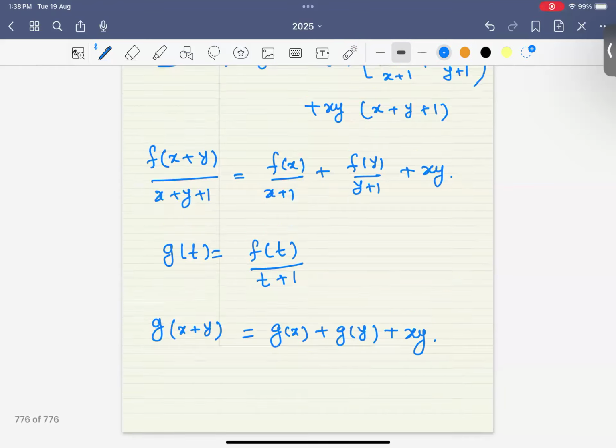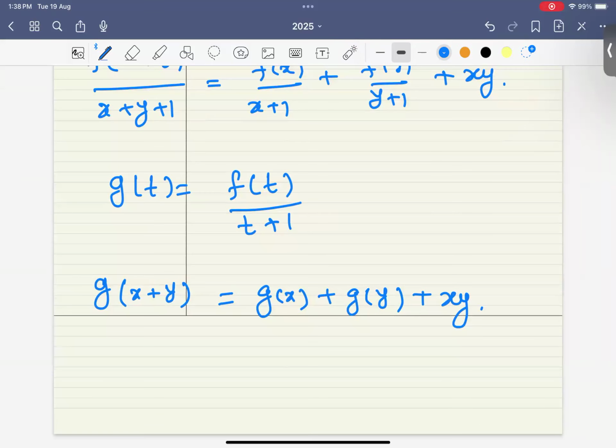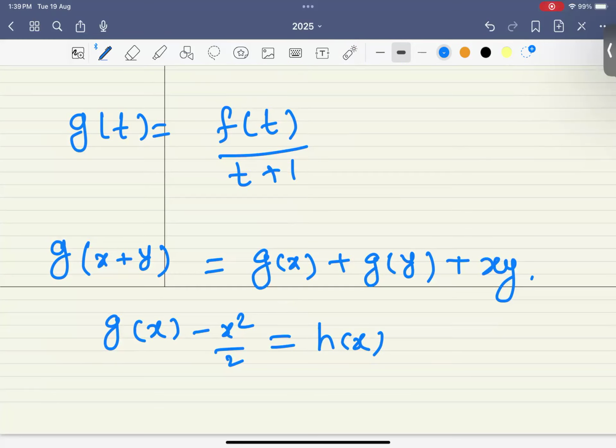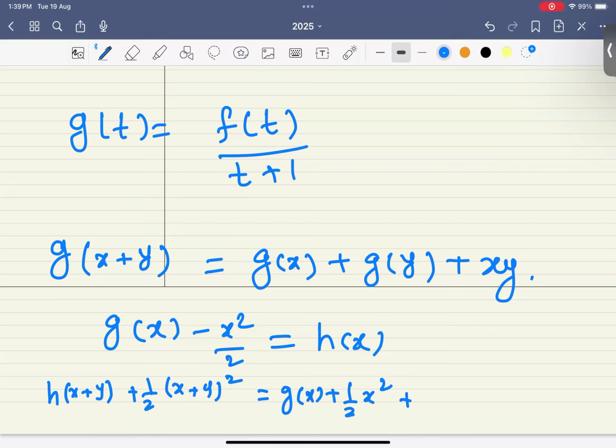define a new function, the difference function, which is g of x minus x squared by 2, and I'm going to call it h of x. So what happens now is that this functional equation transforms into: g of x plus y is going to be h of x plus y plus half (x plus y) squared. This is going to be equal to g of x plus half of x squared, plus g of y plus half y squared, and plus xy.